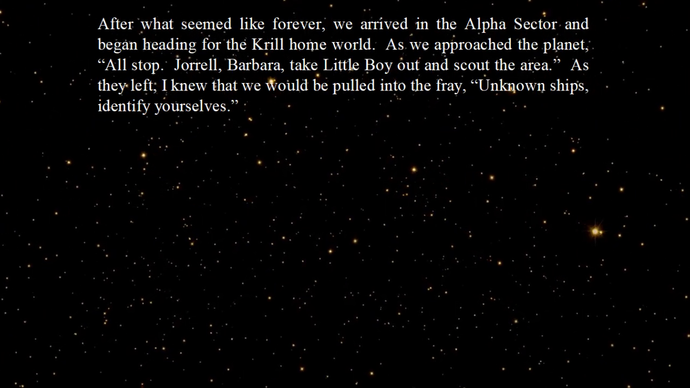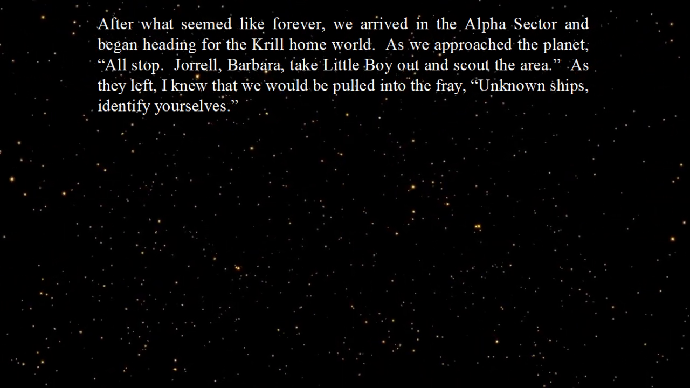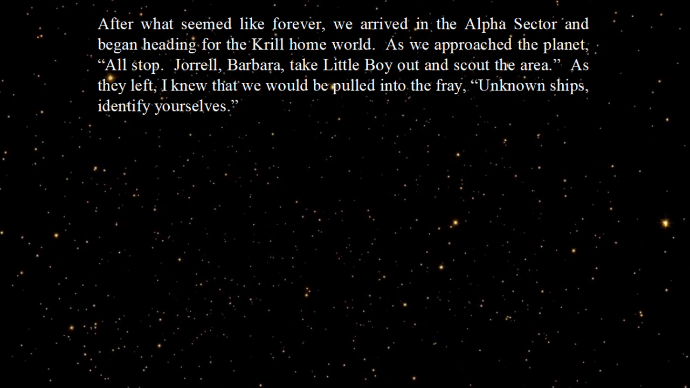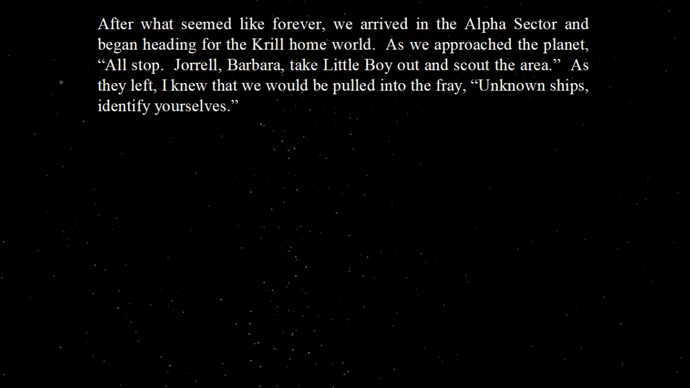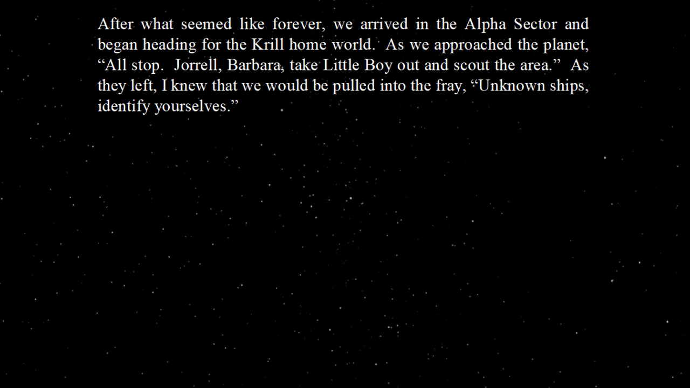After what seemed like forever, we arrived in the Alpha Sector and began heading for the Krill home world. As we approached the planet, all stopped. Jorrell, Barbara, take Little Boy out and scout the area. As they left, I knew that we would be pulled into the fray. Unknown ships, identify yourselves.